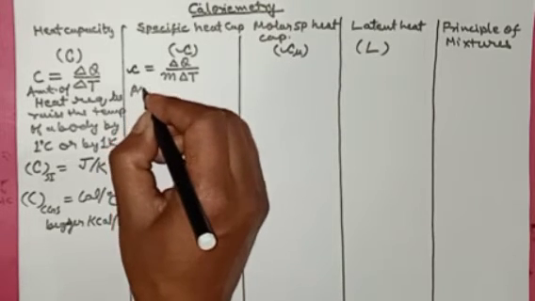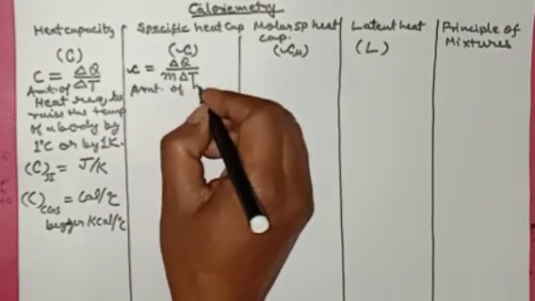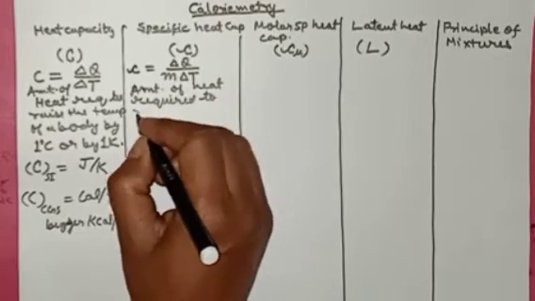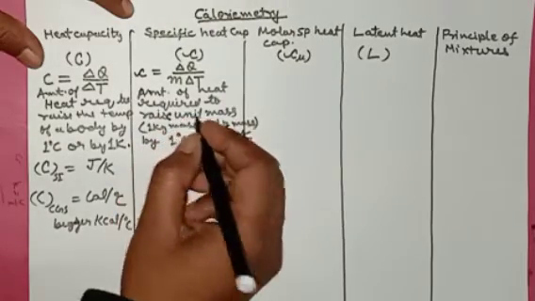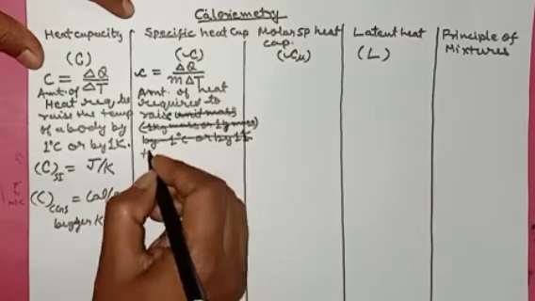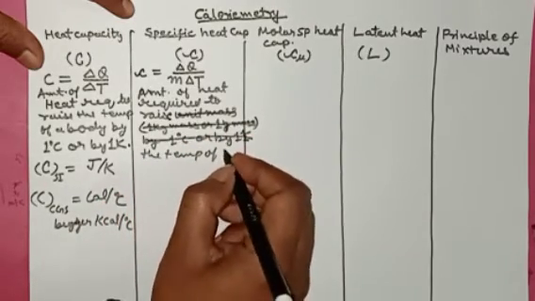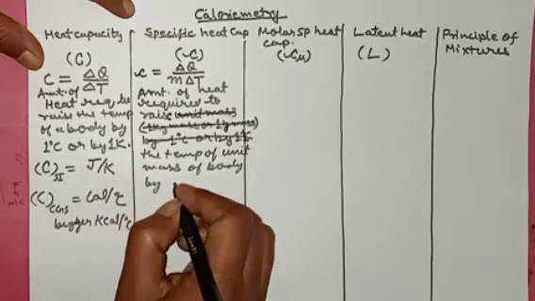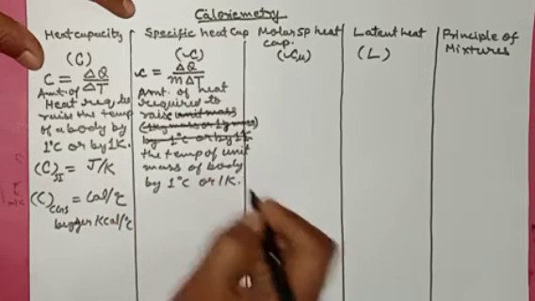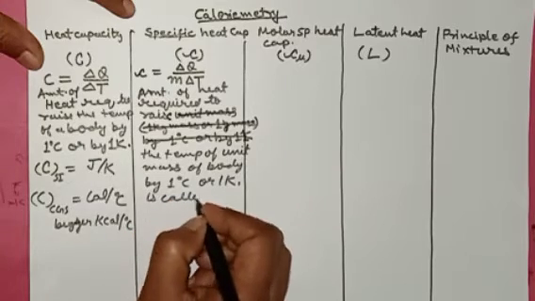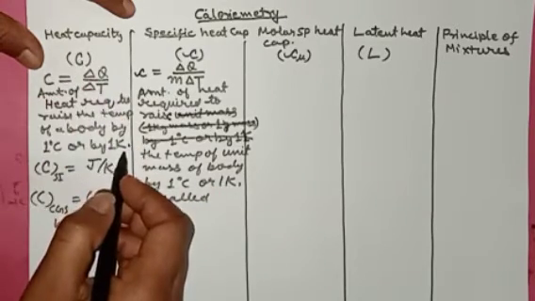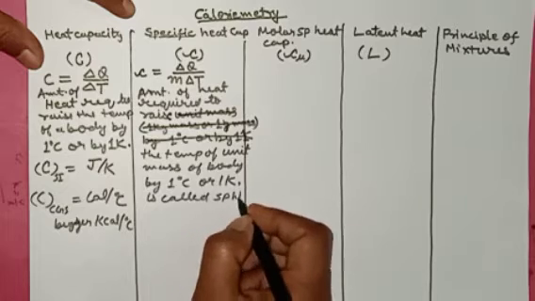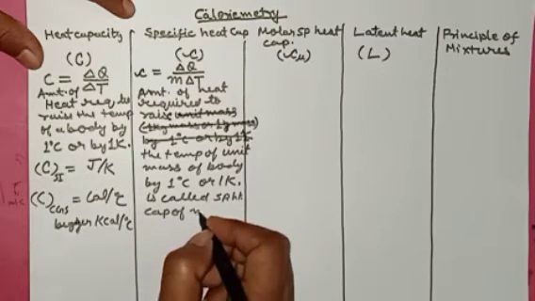So once again, amount of heat required to raise the temperature of unit mass of body by 1 degree Celsius or 1 Kelvin is called, why I'm writing this here, I didn't write that for heat capacity, but here it is called specific heat capacity of material of the body.